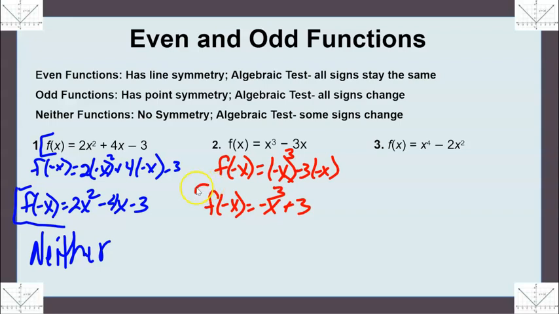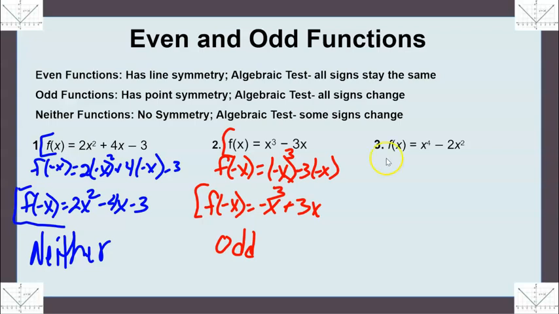And now we compare this bottom one to this top one. I have a positive x cubed and a negative x cubed. The signs changed. And then I have a negative 3x and a positive 3x. The last terms changed. So if all the signs changed, that means this is an odd function. And because it's an odd function, we know that this one's going to have point symmetry.